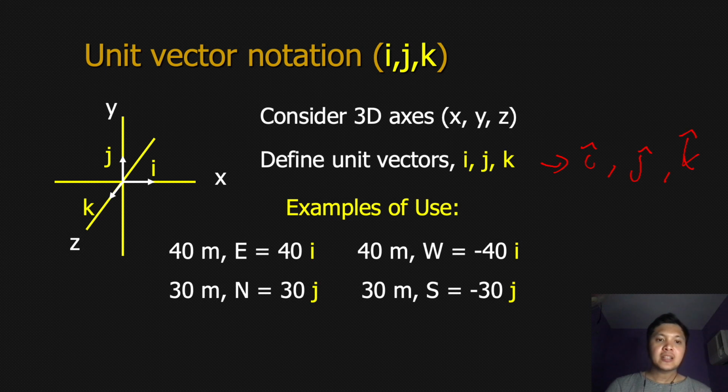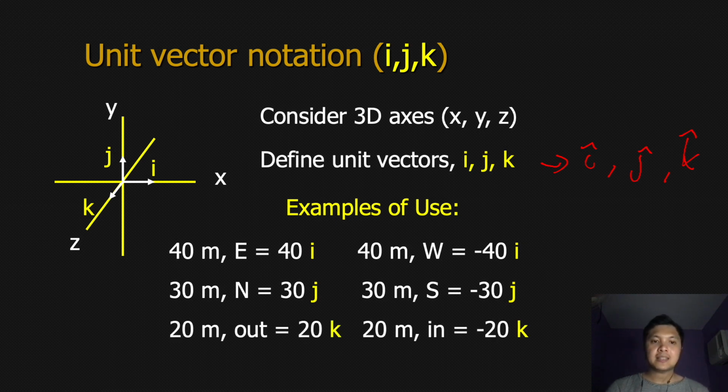And similarly, 30 meters north we can also say is 30 j hat, and 30 meters south is negative 30 j hat. And lastly, 20 meters out, which is going out of the page, is 20 k hat, and 20 meters in, or going into the page, is negative 20 k hat.